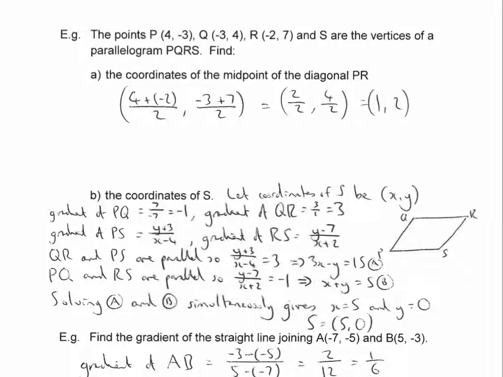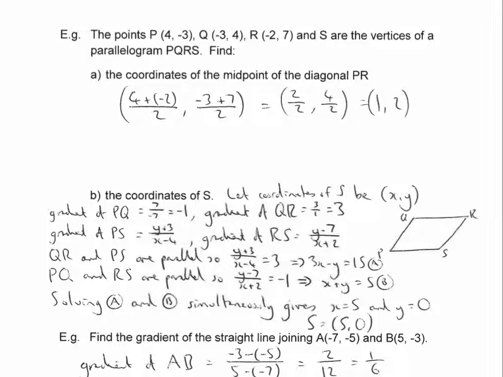I'm now going to say that PQ and RS are parallel, so they have the same gradient. PQ is a gradient I know is -1. RS is a gradient I know in terms of algebra, so I set those equal, and that gives me a second equation when I rearrange, that x plus y is 5. I can solve these because they're linear equations, simultaneous equations, 2 unknowns. Going through that, I get that S is 5, 0.